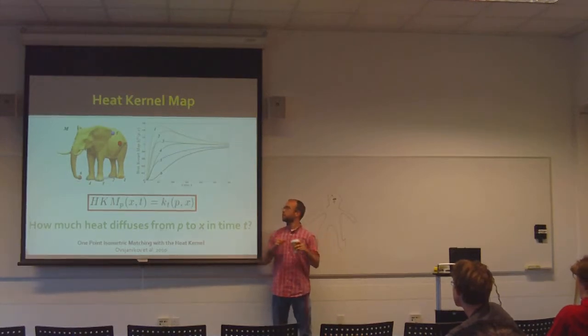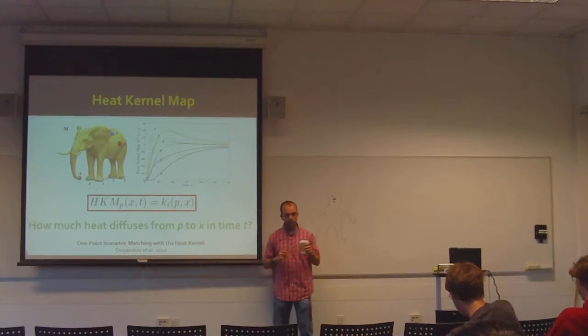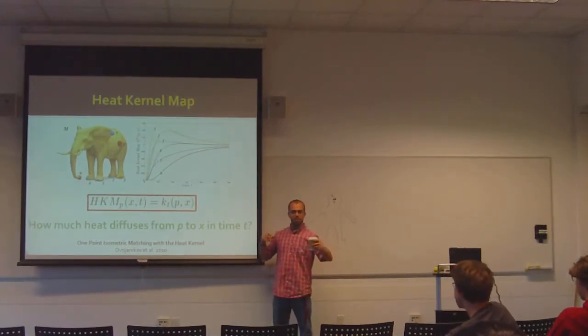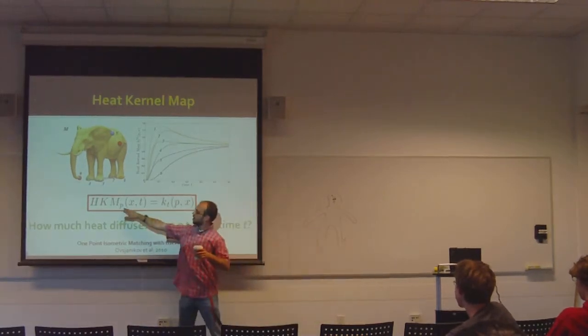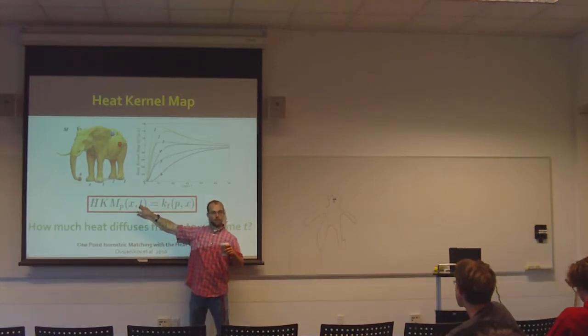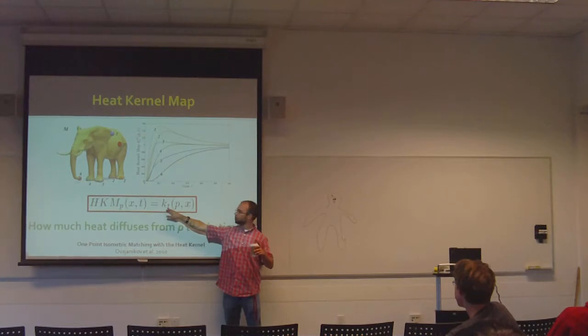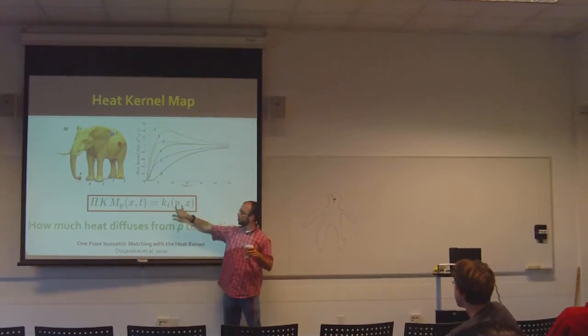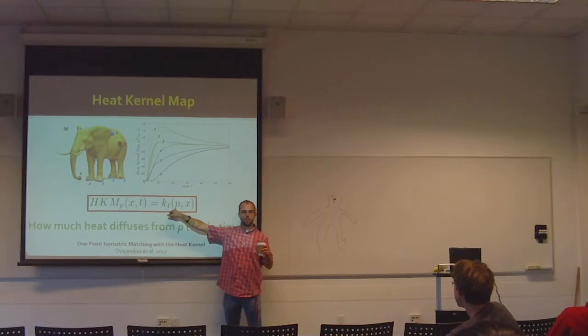And now I say the heat kernel map for that point is simply the amount of heat diffused from that one point to all the other points as a function of time. So now I fix the point P, and I do this as a function of the position on your surface and time, just like before. The time component stays the same. This is the time in the heat kernel. But now this is the amount of heat diffused from P to X. This is different from the amount of heat from X to X, which is the heat kernel signature.